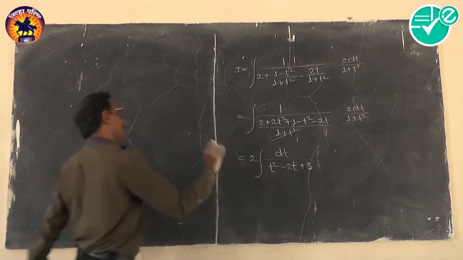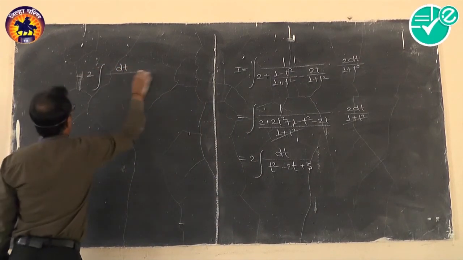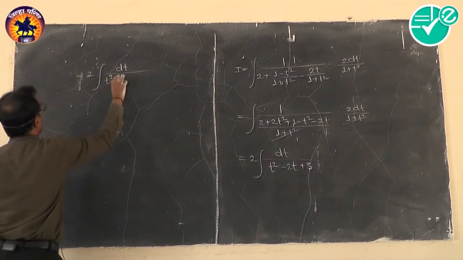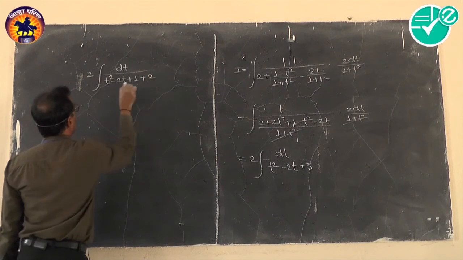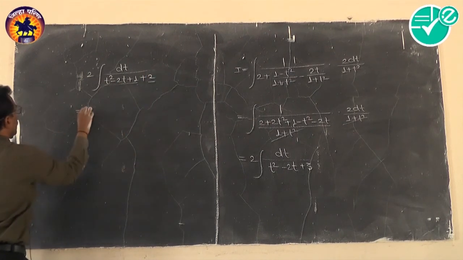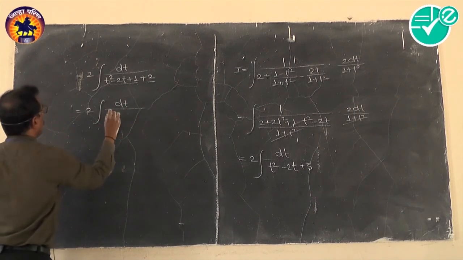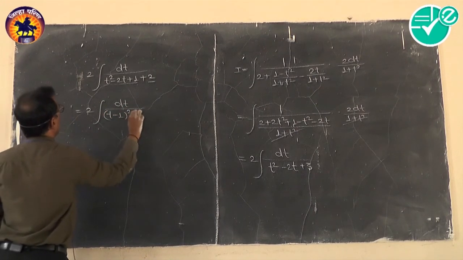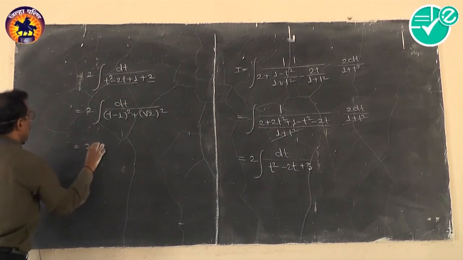dt is already written. Now add 1, subtract 1. It is dt upon t square minus 2t, add 1, or I will write directly 1 plus 2. So these are perfect squares here. 2 into dt upon, this is a perfect square of t minus 1, and this 2 is a perfect square of root 2. Last step I will write now.